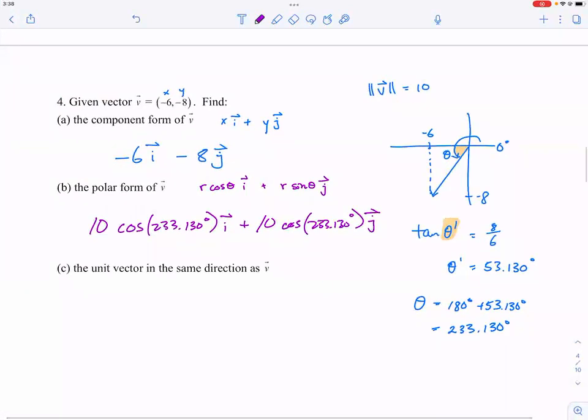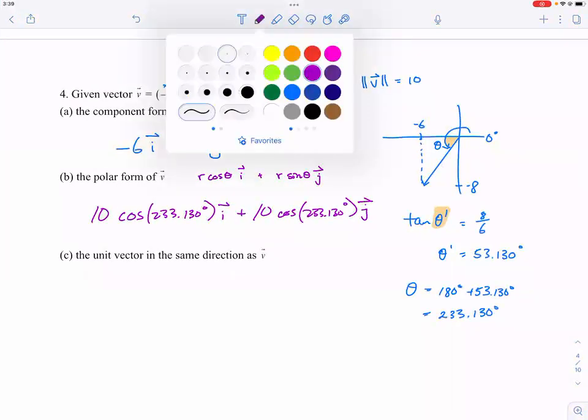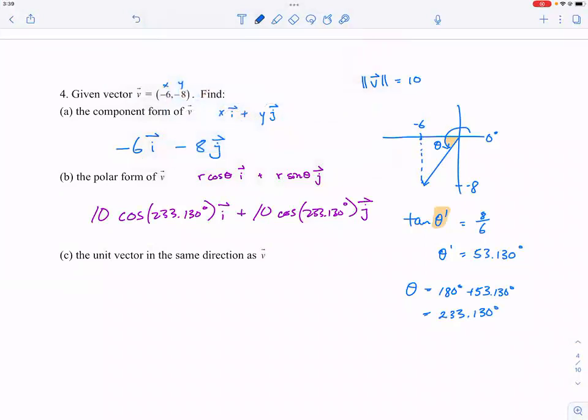Knowing that x is equal to r cosine theta and y is equal to r sine theta, and since you know your magnitude, the unit vector gets a lot easier because you simply put the x and y over the magnitude. And again, you've got to simplify it. So you have -3/5 and -4/5 as your final answer for the unit vector.